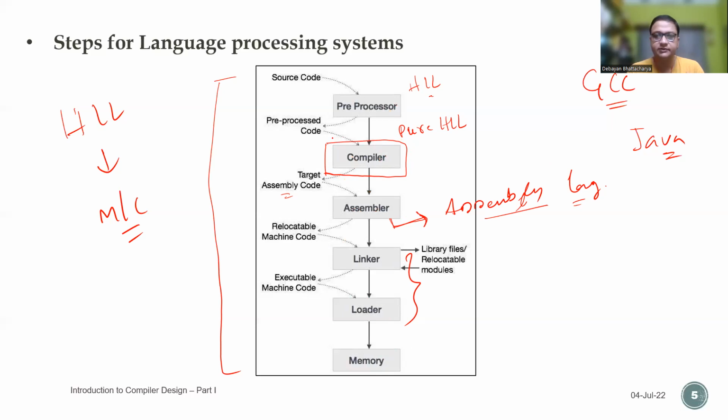That means what the steps of a compiler are, what the steps of the error detection or error removal process in a compiler are, and how the compiler is able to generate a parse tree from our high level language. All these things we are going to discuss in this lecture. Okay.